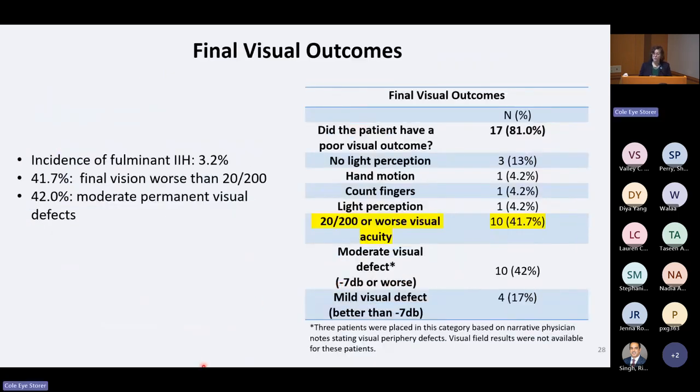So when we looked at their final visual outcomes, we first looked at the binary variable. Did a patient have a poor visual outcome? 81% of these fulminant patients did. And then we further characterized it by how many patients had a 20/200 visual acuity or worse. Now, we use this scale because this would define legal blindness in this case. So 41% of our patients were legally blind, and 42% of our patients had a moderate visual field deficit. So this would be at least a -7 on that mean deviation scale. So again, the majority of these patients are having significant visual deficits or they're blind.